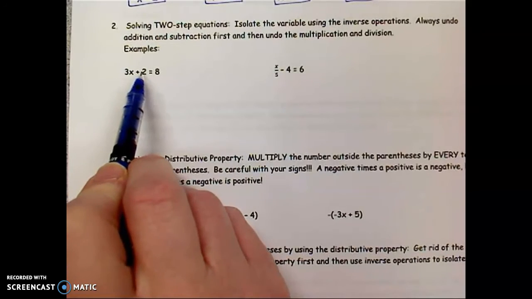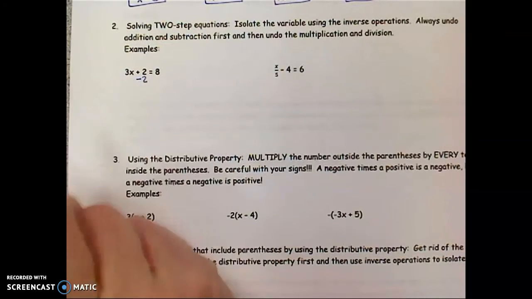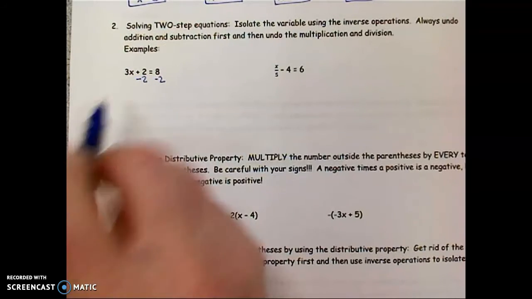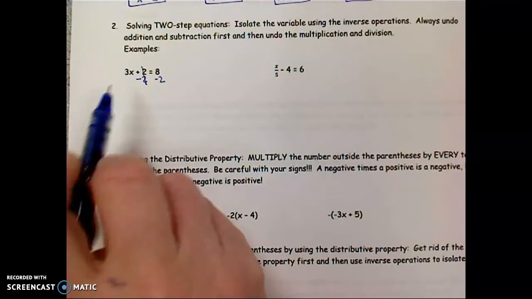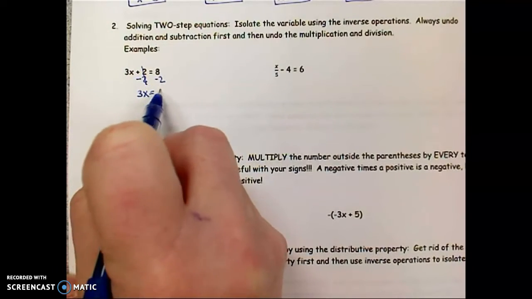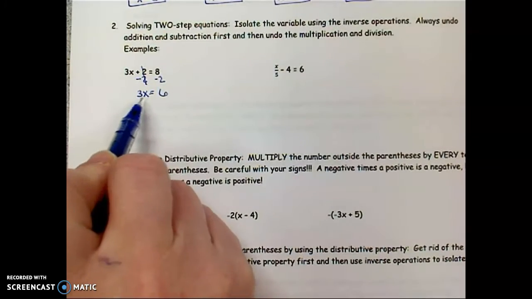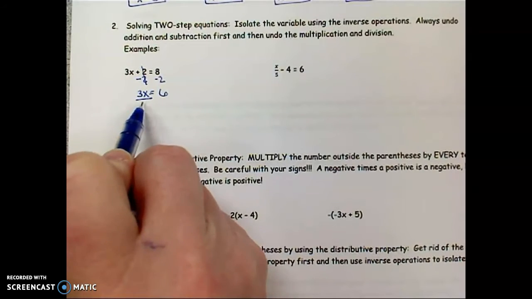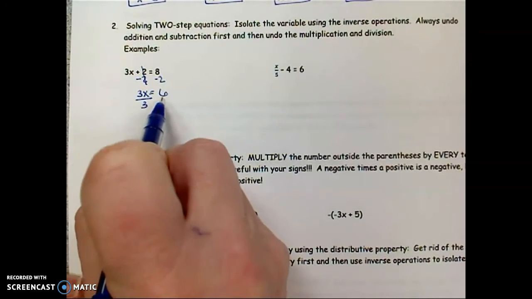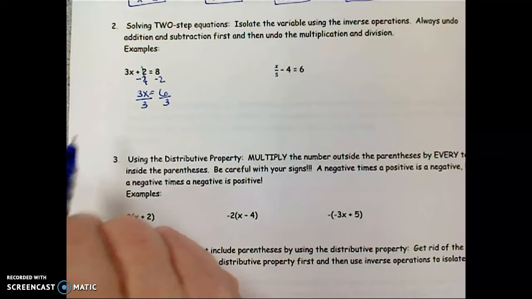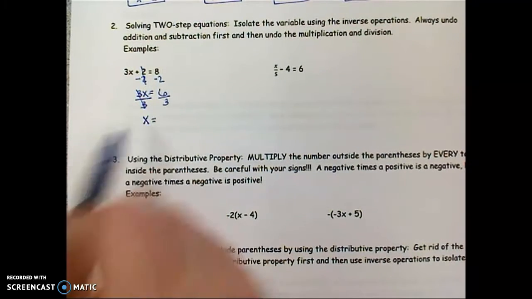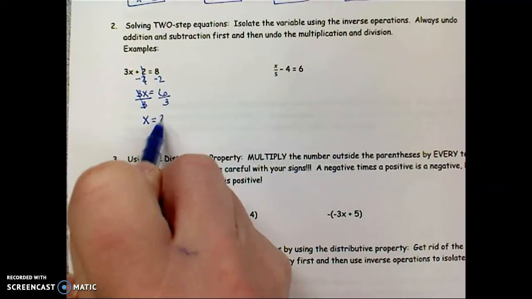So we undo the addition of 2 by subtracting 2, and what we do to one side, we have to do to the other. So these positive and negative 2's cancel, leaving me with 3x. 8 minus 2 is 6. So now I'm left with multiplication. I undo that using division. I'm dividing by the 3 that x was being multiplied by, and I do that on both sides. 3 divided by 3 is 1, so I'm left with 1x, which is the same thing as just x, and 6 divided by 3 is 2.